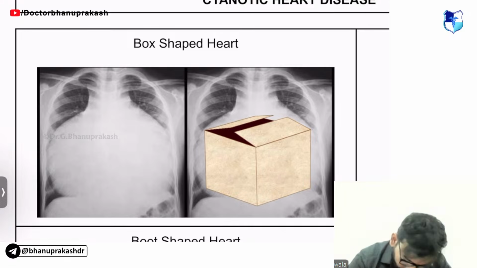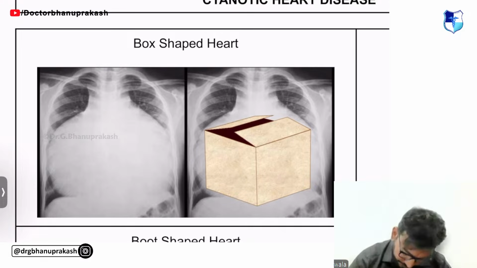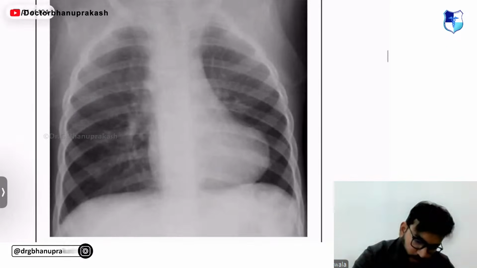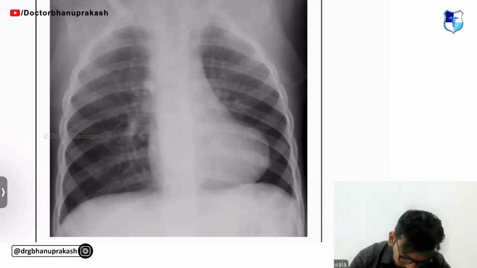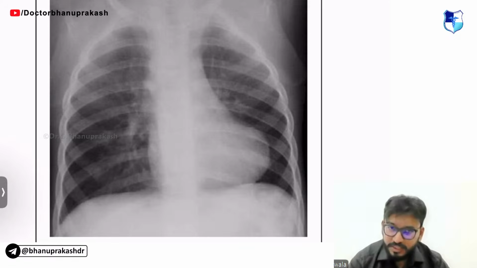What is the drug associated with Ebstein's anomaly? Lithium. Yes, you're absolutely right. Lithium. Can you see the box-shaped heart? Next. We're breezing through, guys. We have to go through this rapidly. This has been seen and done a lot of times. You just need a quick revision of this and you will never get it wrong.